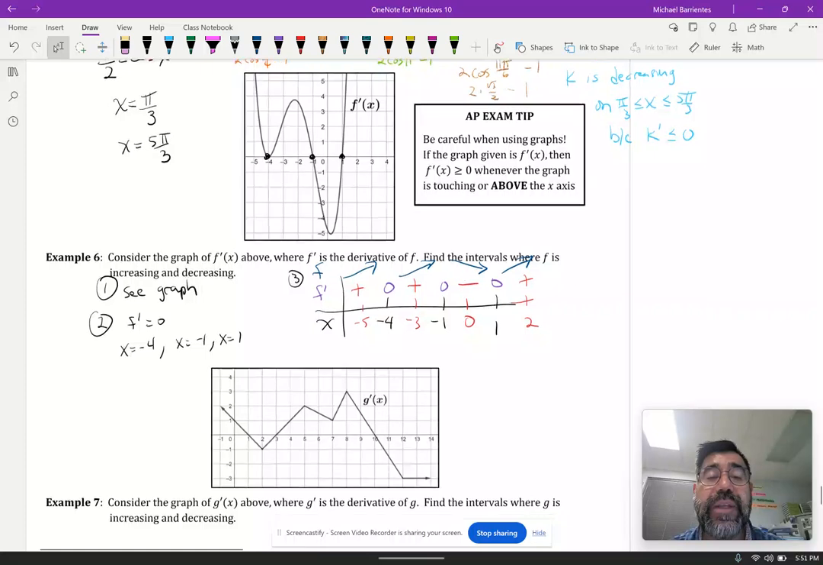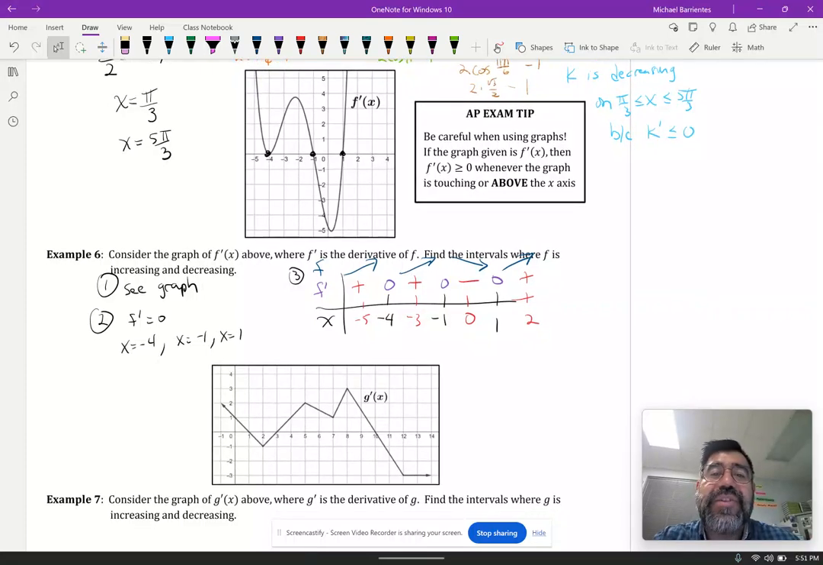Think about what you're doing. You're analyzing the behavior of a function that you don't have the graph of, that you don't even have the equation of, but instead they give you the graph of the derivative in order to analyze the original function. So you're kind of thinking backwards, right? They're giving you the derivative, and you're telling me things about the previous function that gave me that derivative and how it's behaving. It says, be careful using graphs.